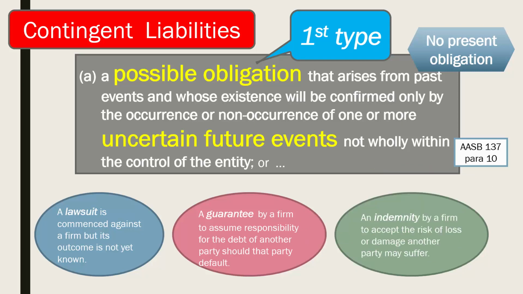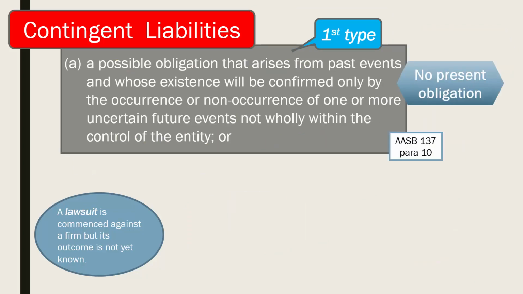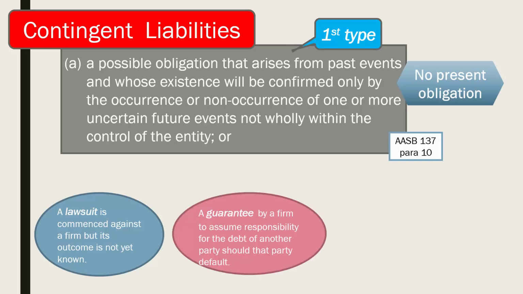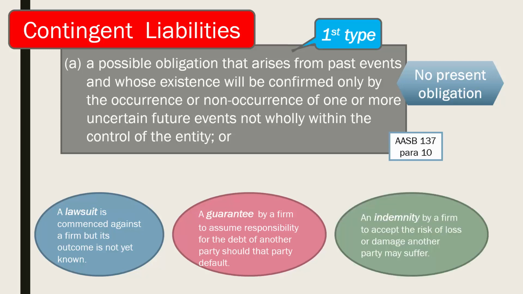Each of these are not present obligations because they depend on the occurrence or non-occurrence of one or more uncertain future events, not wholly within the control of the entity. In these examples, the uncertain events are the outcome of the lawsuit, whether or not the other party defaults on its obligations, and whether or not the other party suffers any loss or damage.